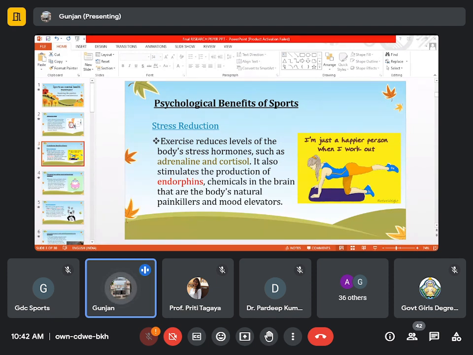So we have some psychological benefits of sports. Exercise reduces the level of the body's stress hormones such as adrenaline and cortisol. It also stimulates the production of endorphins, chemicals in the brain that are the body's natural painkiller and mood elevator.